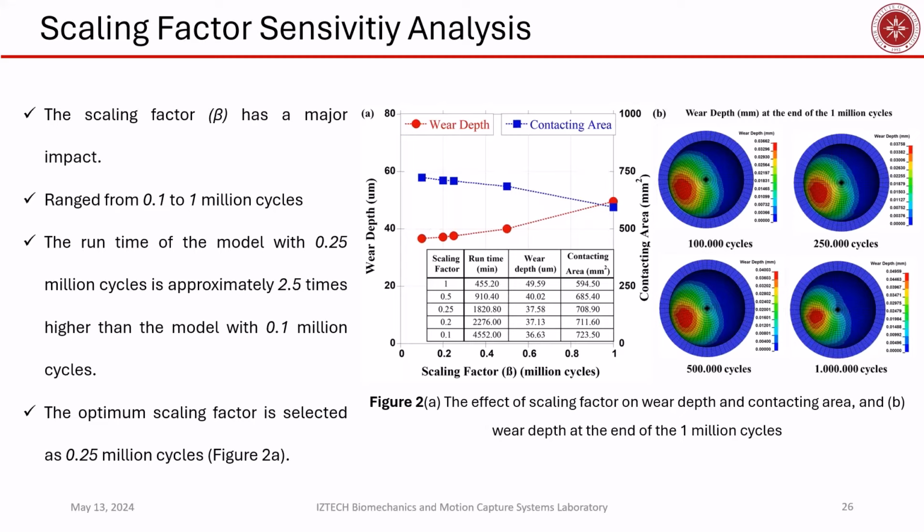In this study, the range of the scaling factor is from 0.1 to 1 million cycles. The runtime of the model with 0.25 million cycles is approximately 2.5 times higher than the model with 0.1 million cycles. And the optimum scaling factor is selected as 0.25 million cycles.